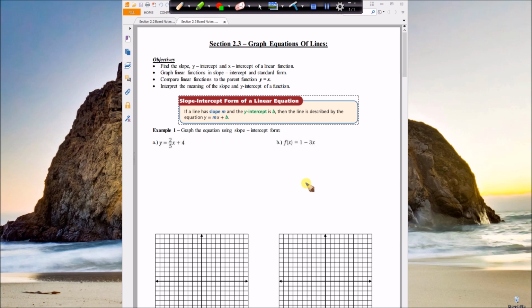Hi guys, this is the section 2.3 lesson for today, which deals with graphing equations of lines, something that you're very familiar with. Your objectives are find the slope, y-intercept and x-intercept of a linear function, graph linear functions in slope, intercept, and standard form, compare linear functions to a parent function, this may be something new to you, and then interpret the meaning of the slope and y-intercept of a function.